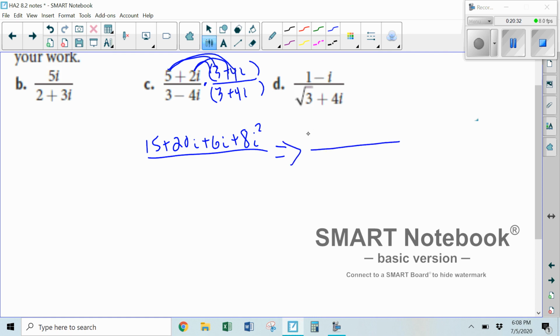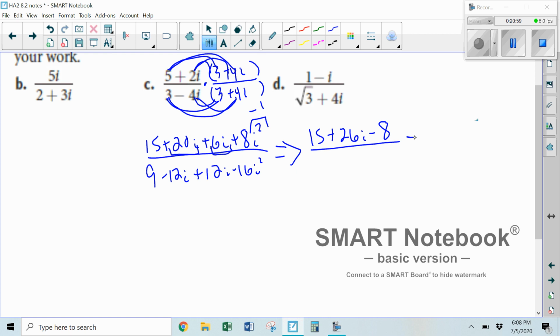If you prefer to keep simplifying the top, you can. I'm going to go ahead and do the bottom. 9 minus 12i plus 12i minus 16i squared. So if I simplify the top to move forward, that's going to be 15 plus 26i. I squared is negative 1, so that's going to end up being minus 8. My denominator, negative 12i, positive 12i cancels. I squared again is negative 1, so that's going to end up being plus 16.